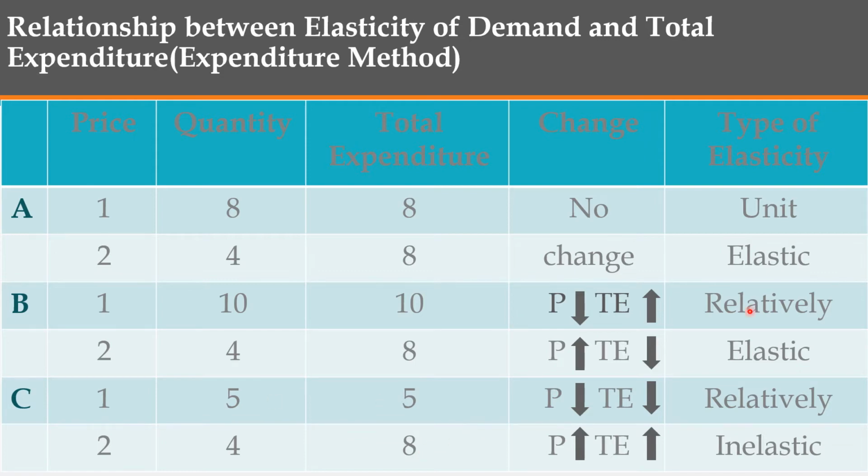So you see there is a direct relationship between price and total expenditure. Both of them fall and both of them increase. When the price rises, total expenditure rises, and when the price falls, total expenditure falls. The elasticity of demand in this case is said to be relatively inelastic.